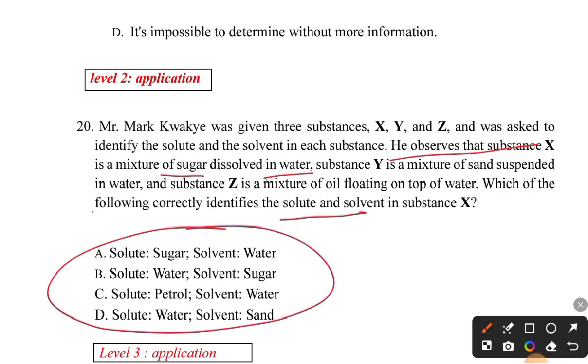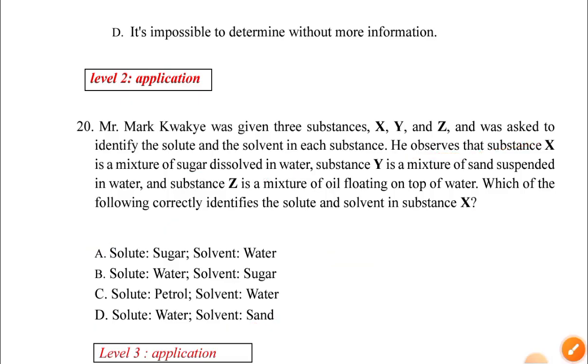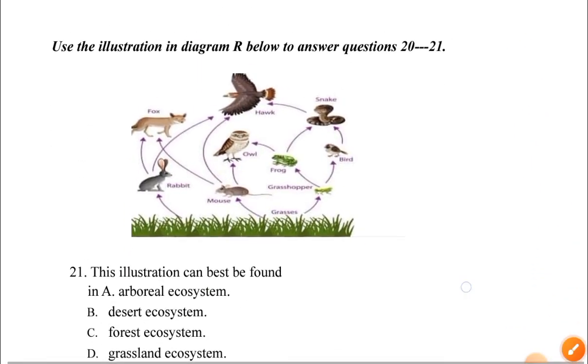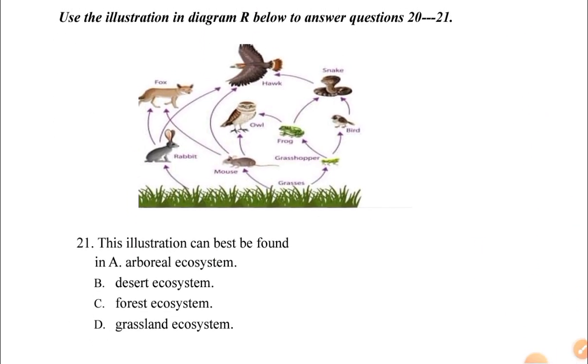So A, solute for sugar, solvent for water. Now, with question 20, you don't need to go further because we are looking at sugar and water here, and thus substance X. So the answer to question 20 is A. So question 21.